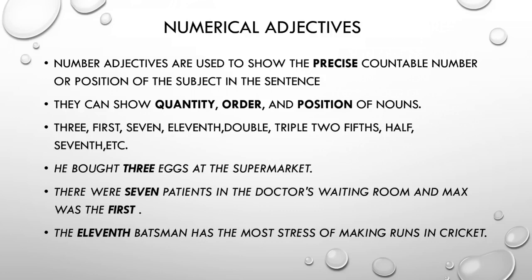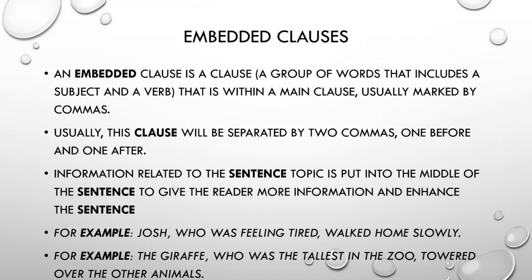He bought 3 eggs at the supermarket. Here, 3 is a numerical adjective. There were 7 patients in the doctor's waiting room and Max was the first. Yes, 7 is a numerical adjective as well as first is also a numerical adjective. Now, the 11th batsman has the most stress of making runs in cricket. 11th shows a position, so it is also a numerical adjective.